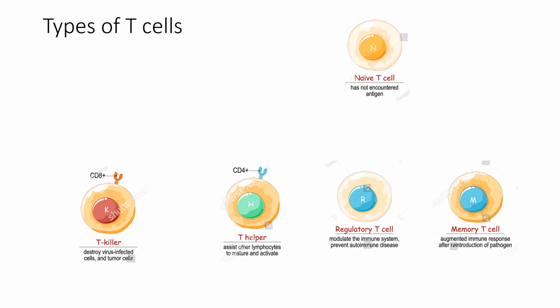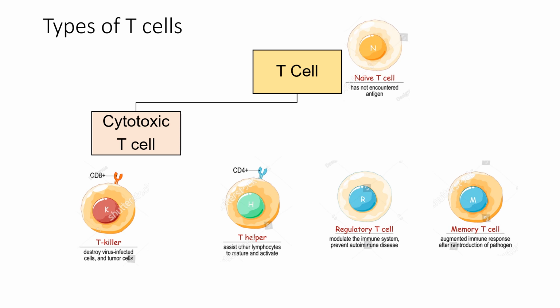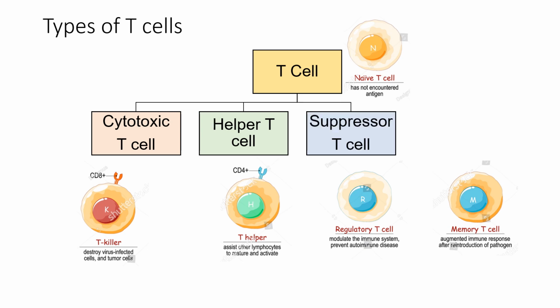The T cell can be classified into four main types. First is the cytotoxic T cell that destroys the virus infected cells and the tumor cell. Another is helper T cell, which assists other lymphocytes to mature and activate. Then we have suppressor T cells, which modulate the immune system and prevent autoimmune diseases. And fourth, we have the memory T cell, which helps to augment the immune response after the reintroduction of the pathogen.